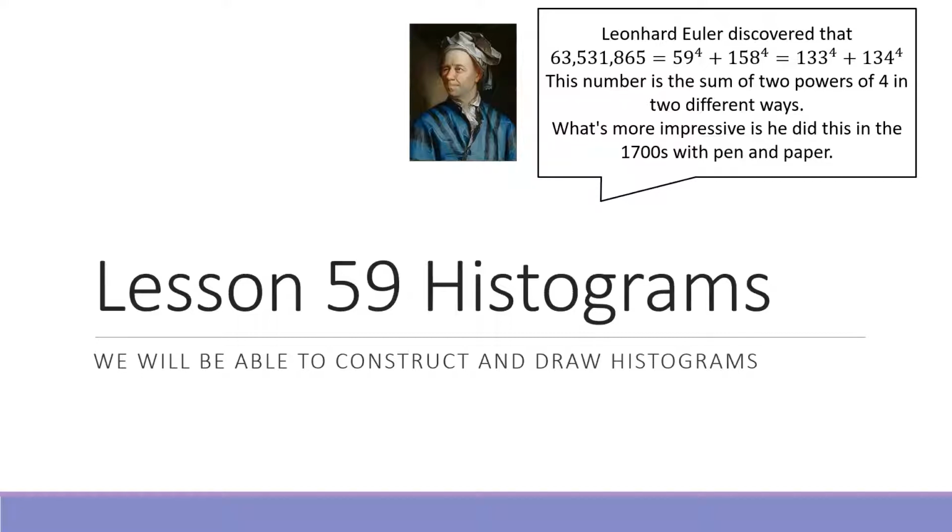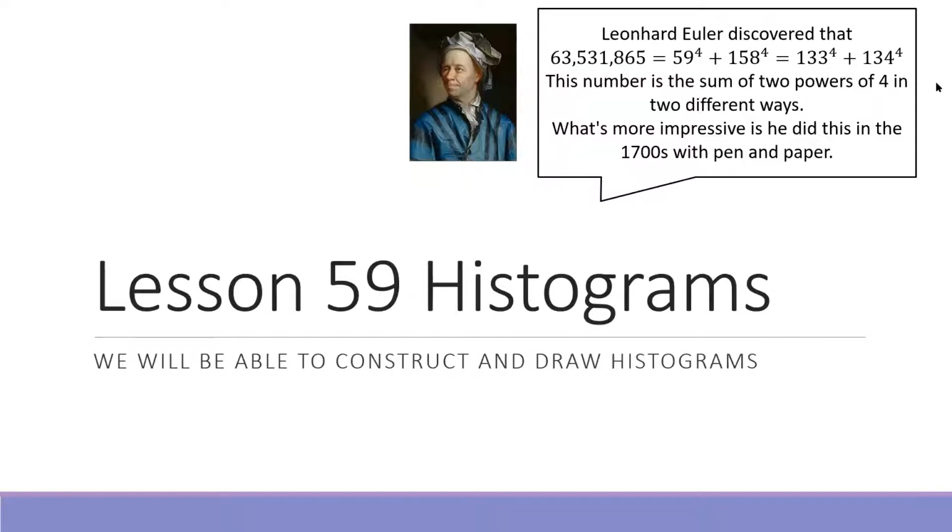Euler discovered that 63,531,865 is equal to 59 to the fourth power plus 158 to the fourth power. There's where the 59 comes in. Or you can actually represent it as 133 to the fourth power plus 134 to the fourth power.